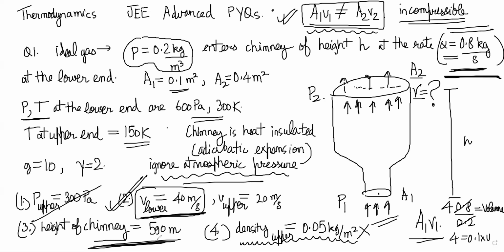This option will not match, okay? It is not 590. It will come something like 360 or something. You should check the calculations, but it is fairly easy. You just have to apply Bernoulli's principle and you will get it.